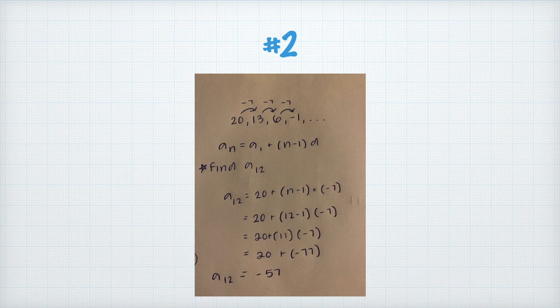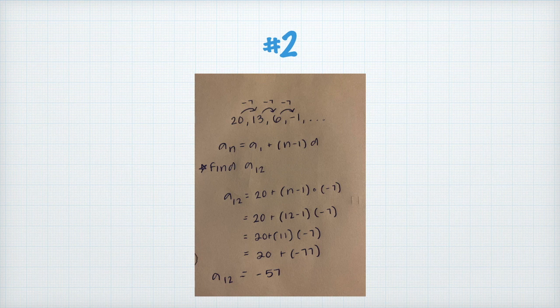As I said, we have our formula, and we're trying to find a_12. So we're going to plug in a_12 instead of a_n. Our first number is 20. We're going to plug in 20 plus n minus 1 times negative 7. Please put parentheses around the negative 7. I don't want you to forget or mistake it for minus 7, because you're not subtracting, you're multiplying here.